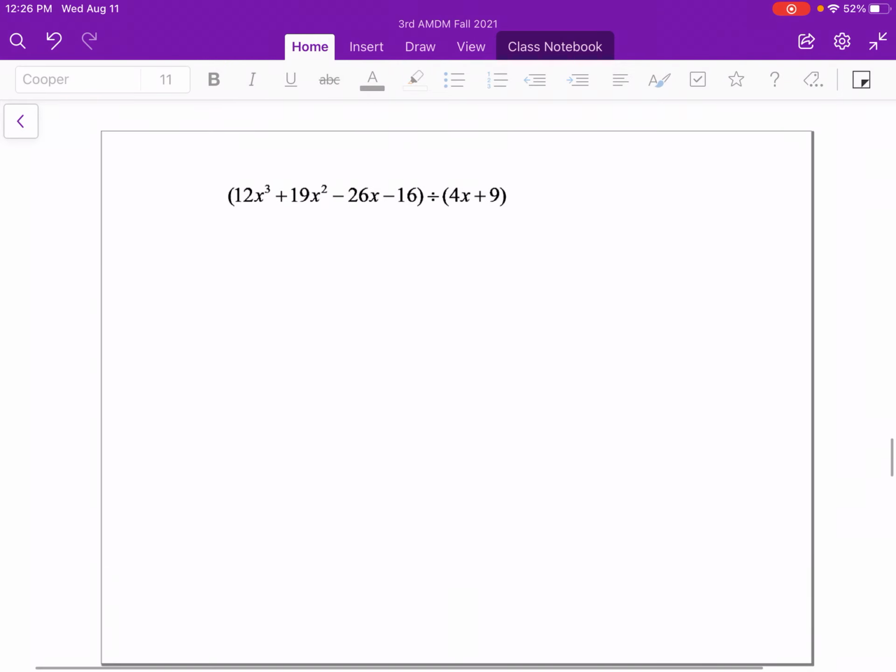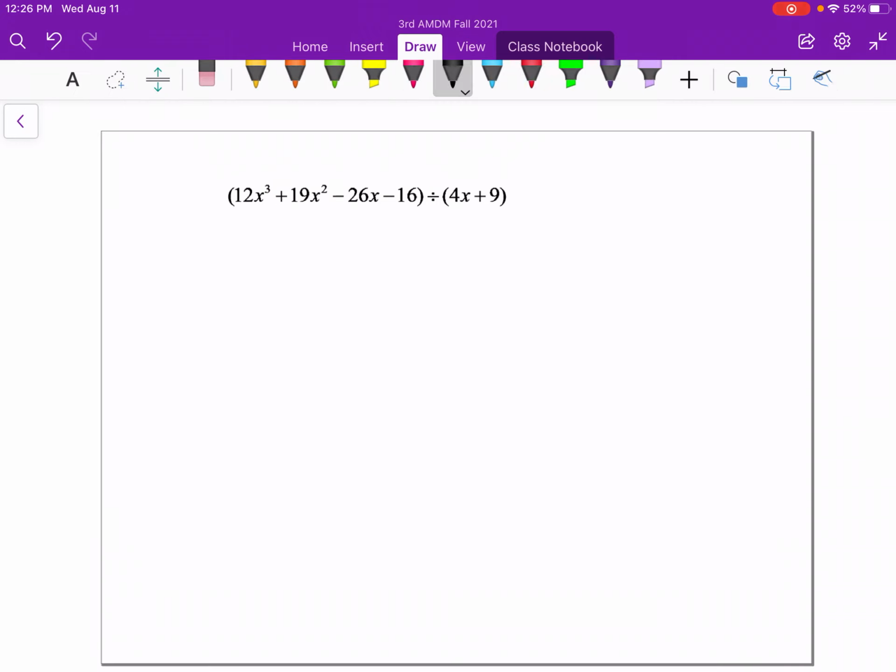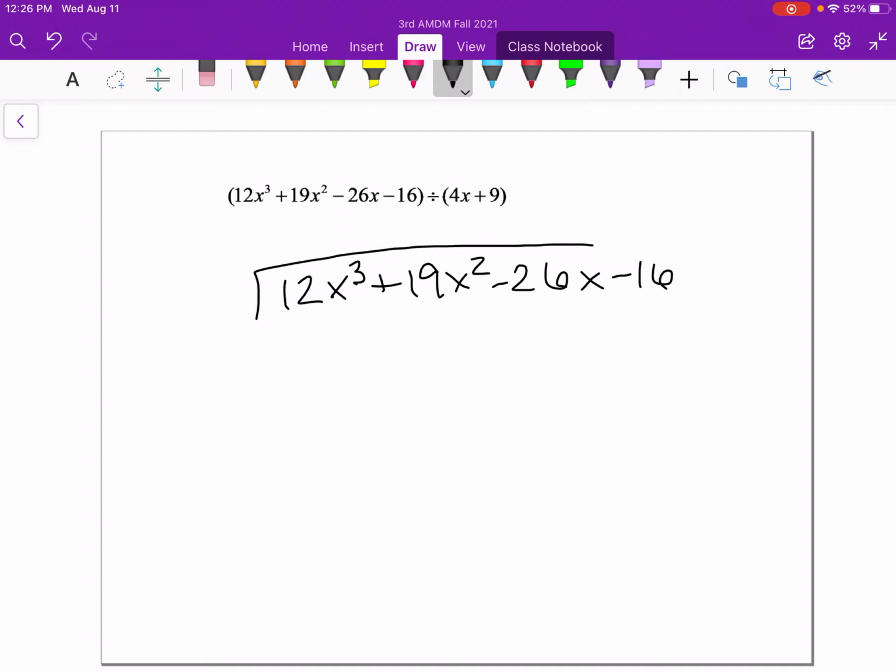I have another example here. I have 12x cubed plus 19x squared minus 26x minus 16 divided by 4x plus 9. So it's the same thing. Take your first terms, your leading terms, 12x cubed divided by 4x. That gives me 3x squared.